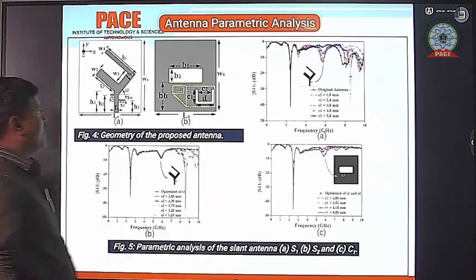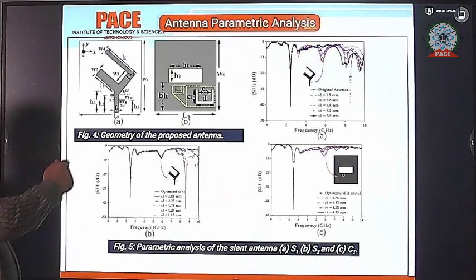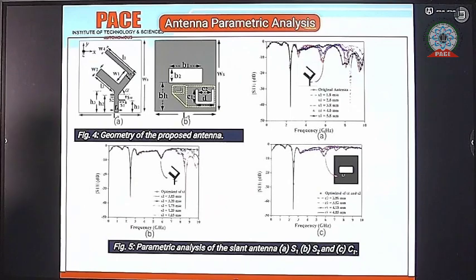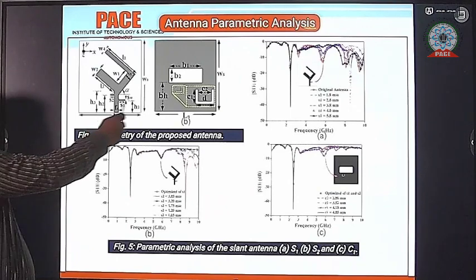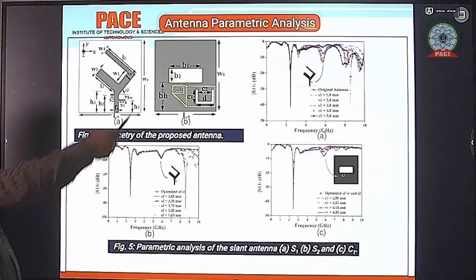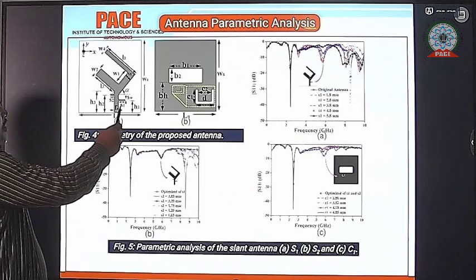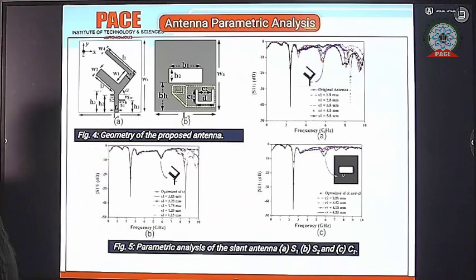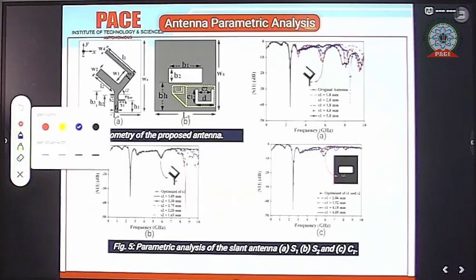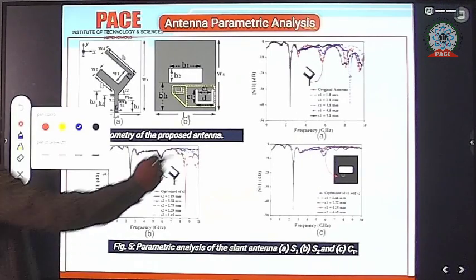Another technique is using stubs and DGS, meaning defected ground structures. These stubs and DGS act as a filter. Due to these filters, we can suppress the harmonics. Here I am using two stubs, S1 and S2, for the purpose of suppressing the spurious harmonics.